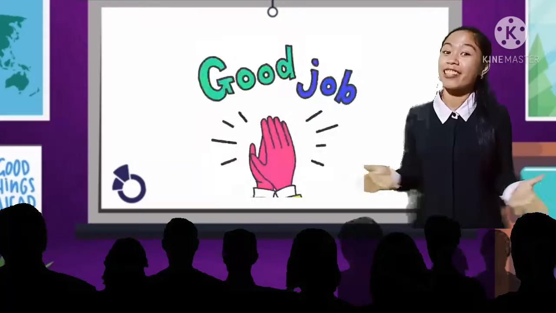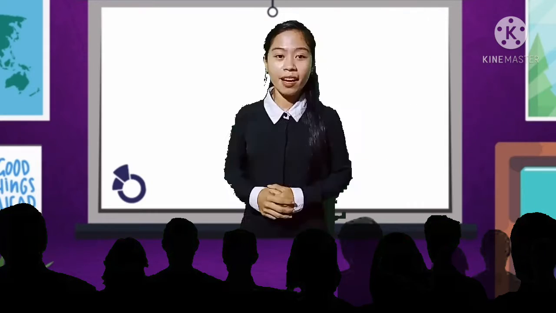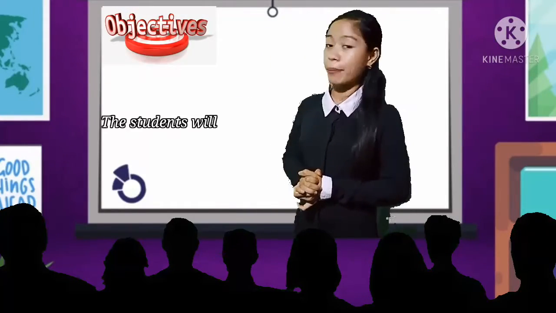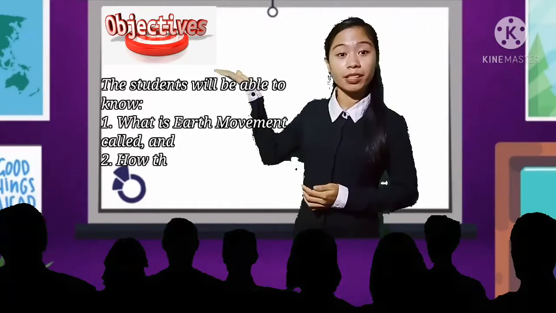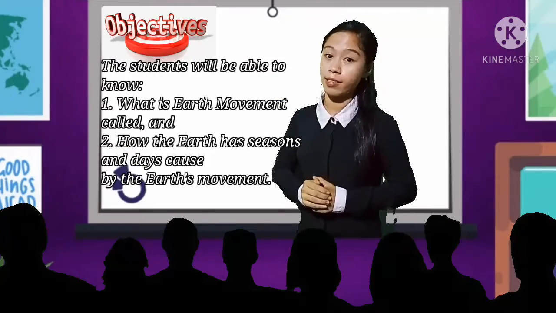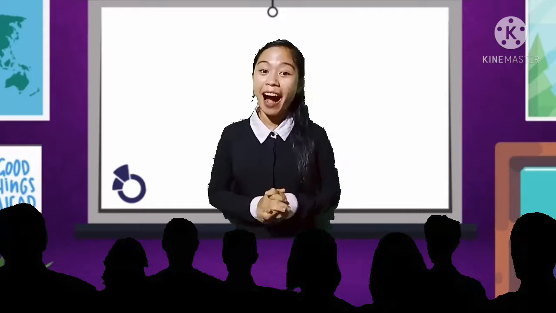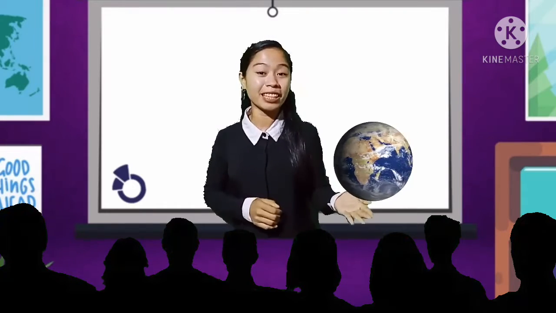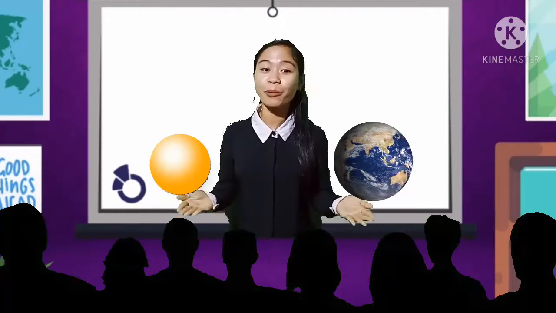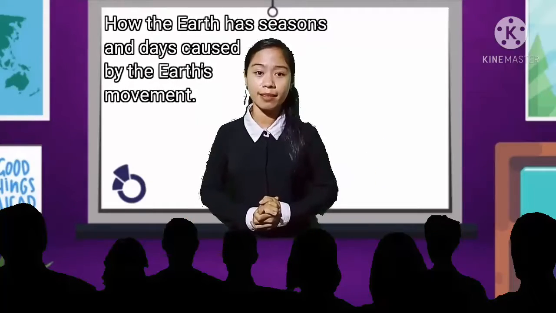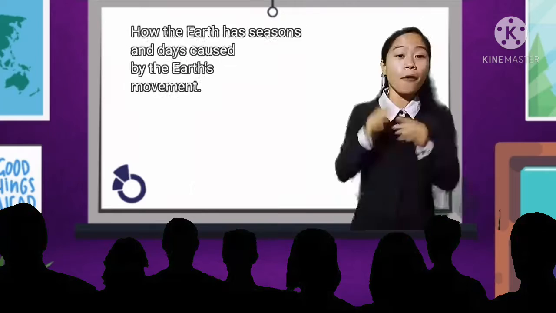It seems like an interesting lesson, right? Our topic is all about Earth movement. Our main objectives: the students will be able to know what Earth movement is called and how the Earth has seasons and days caused by the Earth's movement. So, I have materials here: a globe that represents our planet, and a yellow ball which represents the sun, for us to figure out how the Earth has seasons and days caused by the Earth's movement.